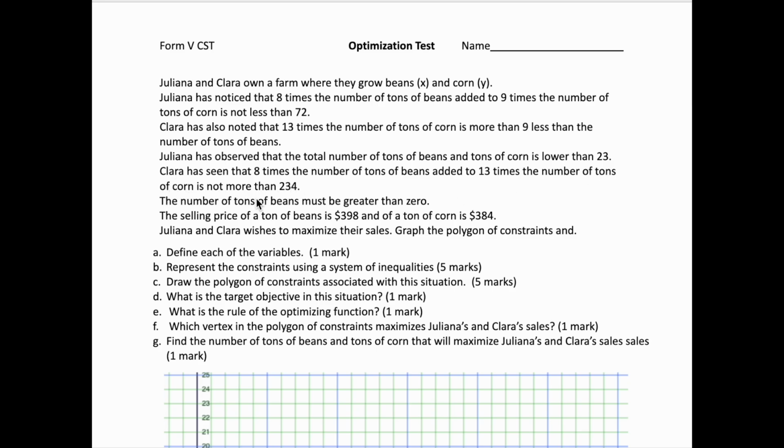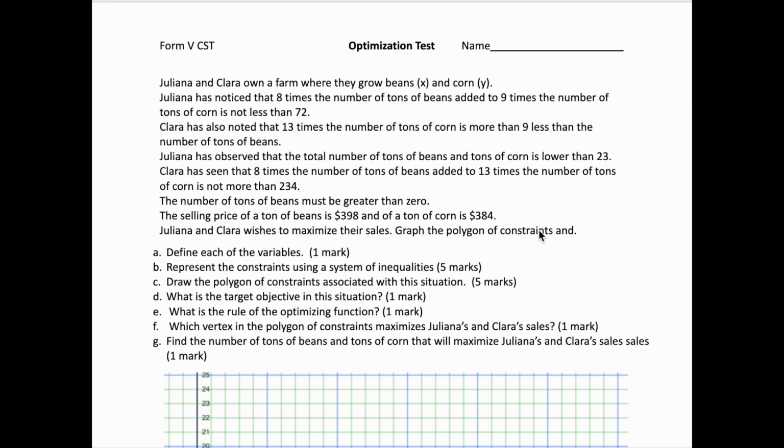The number of tons of beans must be greater than 0. The selling price of a ton of beans is $398 and a ton of corn is $384. Juliana and Clara wish to maximize their sales.